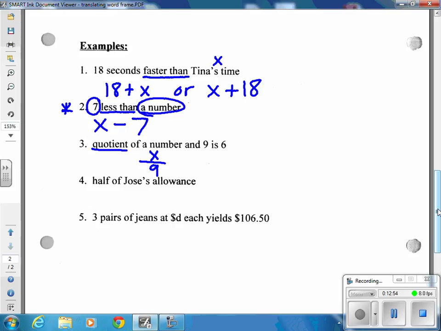Now continue the problem because it's not done. It says is 6. We know that is means equals and then 6. You do not solve this. You're just translating right now. We'll work on solving in a couple weeks.